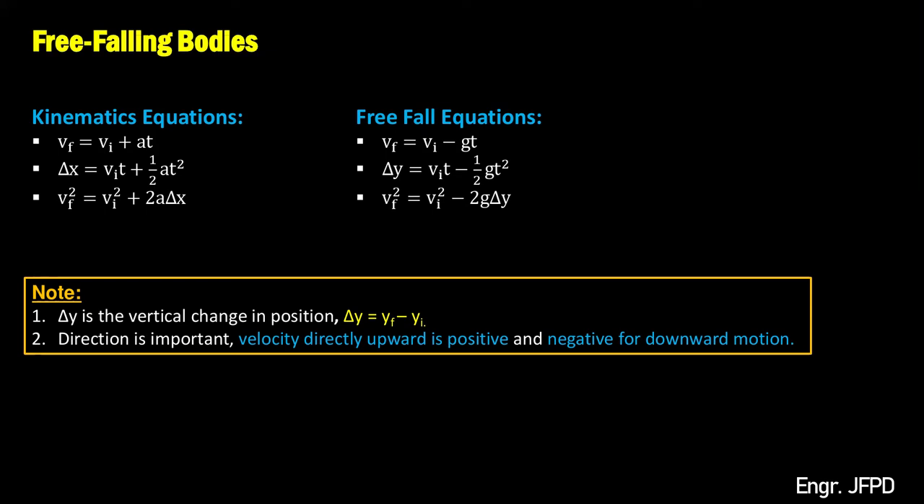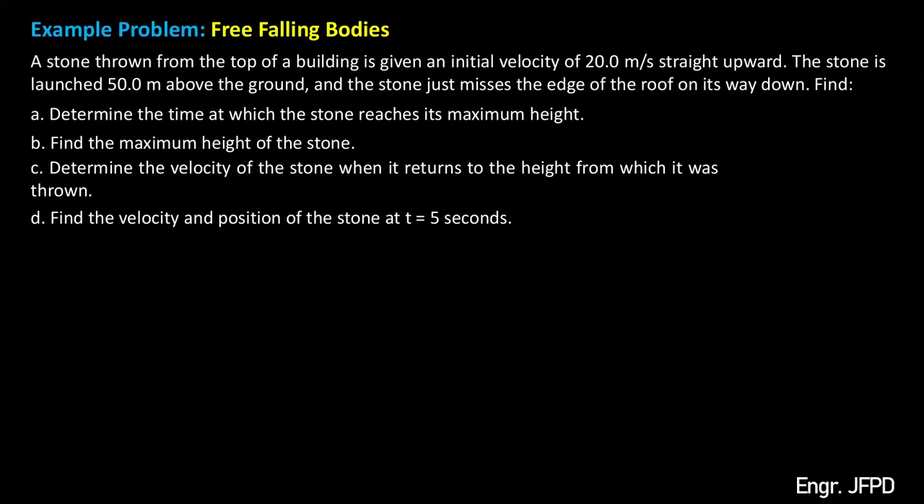Then, the direction is very important, wherein when the object is moving upwards, the velocity is positive, and when the object is on its downward motion, the velocity is negative, because velocity is a vector and it has a magnitude and direction. In this video, we will solve three problems, and let's start with this problem.